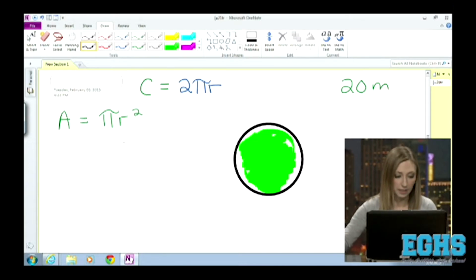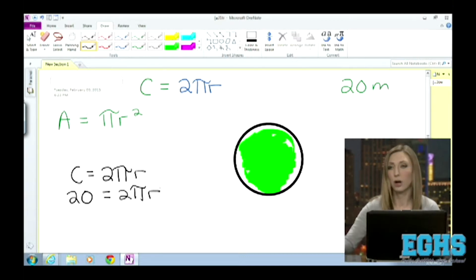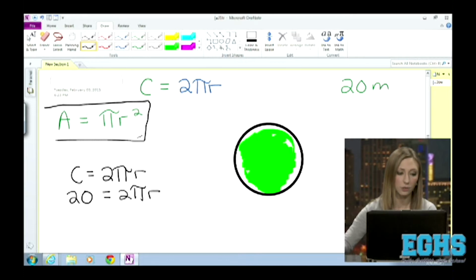So instead of C equals 2 times pi times r, I'm going to say 20 equals 2 times pi times r. I've written an algebraic equation where, if I can isolate r, get it by itself, then I know what the radius is. And if you look back up at my formula for the area of a circle, that's exactly the piece we need to know in order to find the area. To get r by itself, I'm going to divide both sides of my equation by 2 pi.